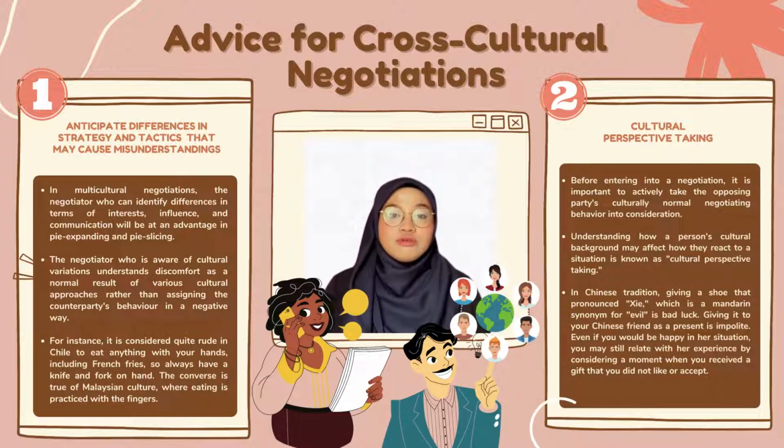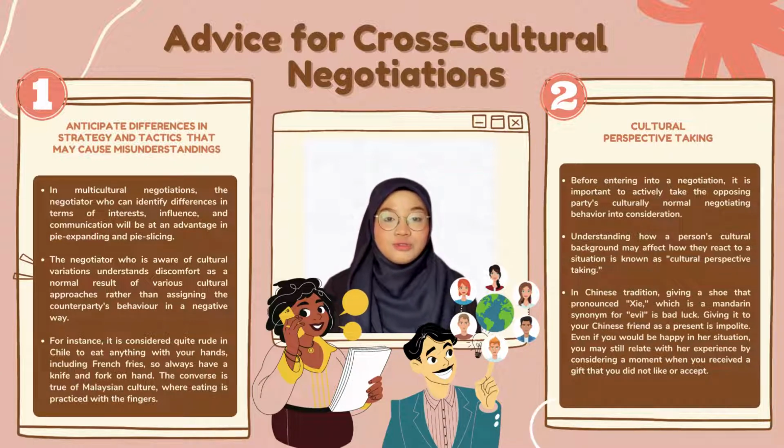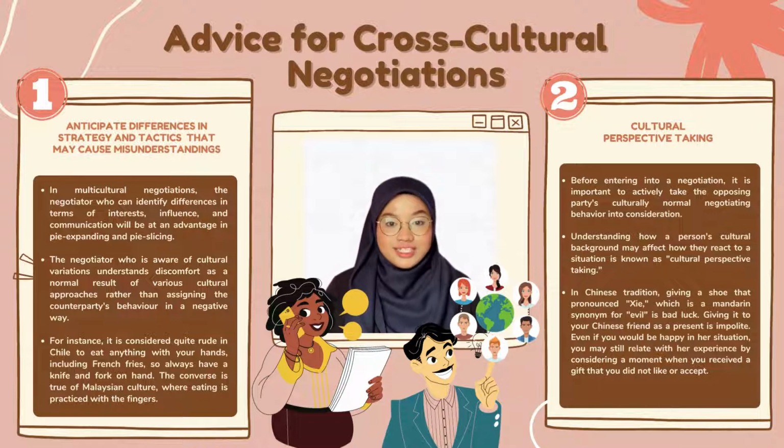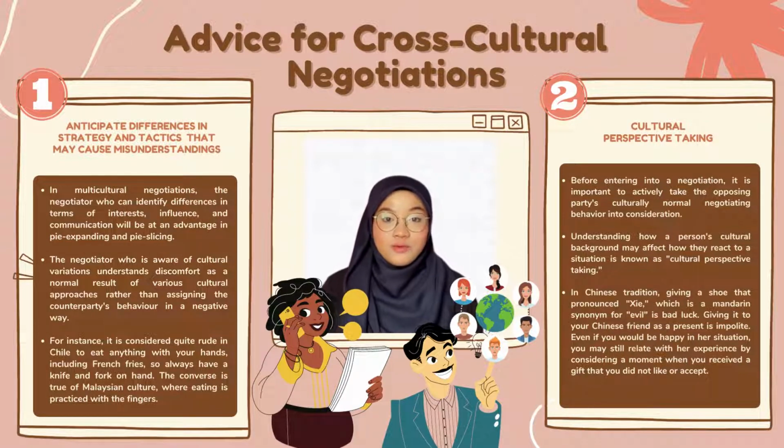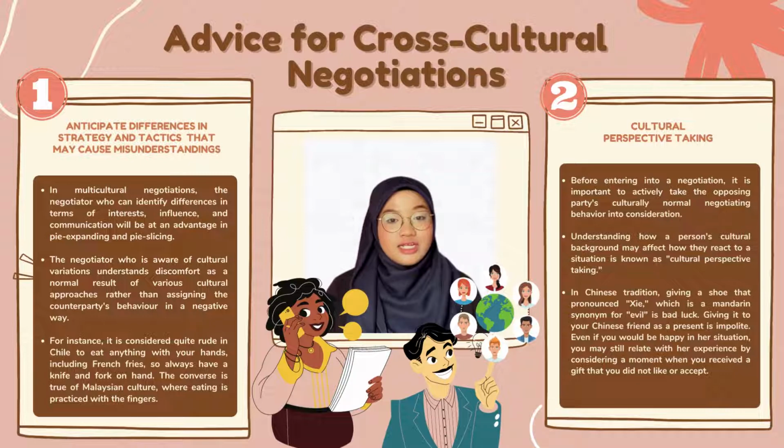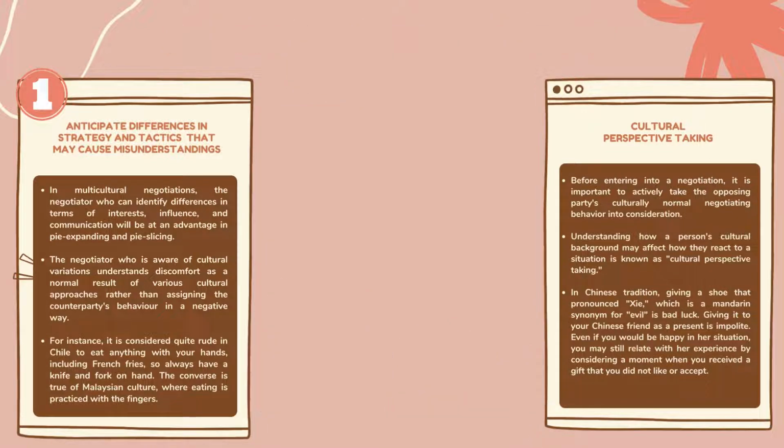First of all, you need to imagine yourself having the same experience as another person, where you put yourself in their shoes. For example, in Chinese tradition, giving shoes, which sounds like xie, a Mandarin synonym for evil, is bad luck. So, giving it to your Chinese friend as a present is impolite. Even if you would be happy in her situation when you receive a gift, you may still relate to her experience by considering a moment when you received a gift that you didn't like. So, you need to take this advice seriously to understand a person's cultural background and make better negotiations.